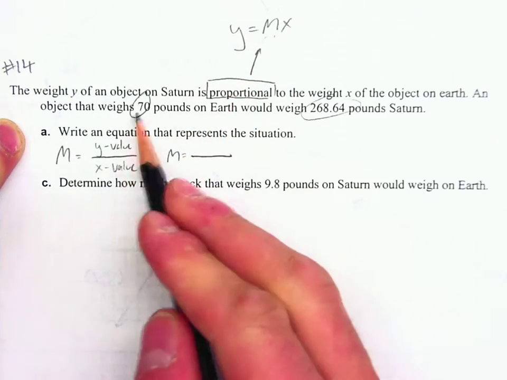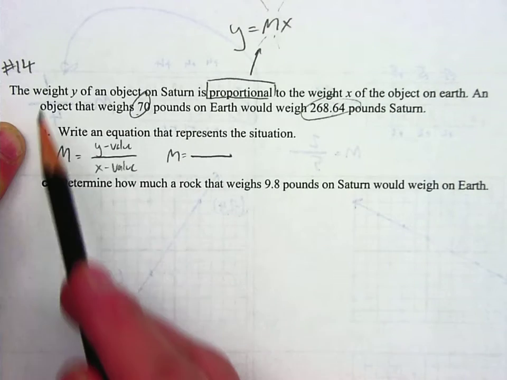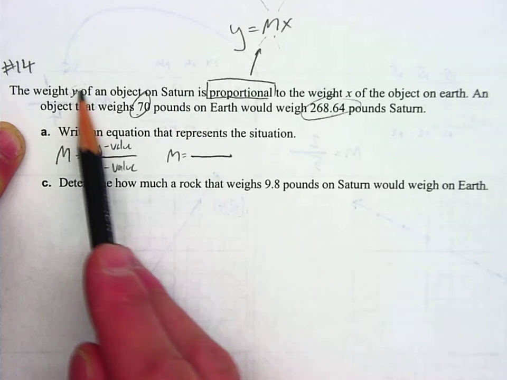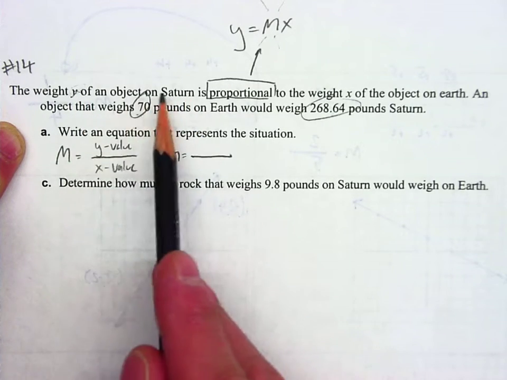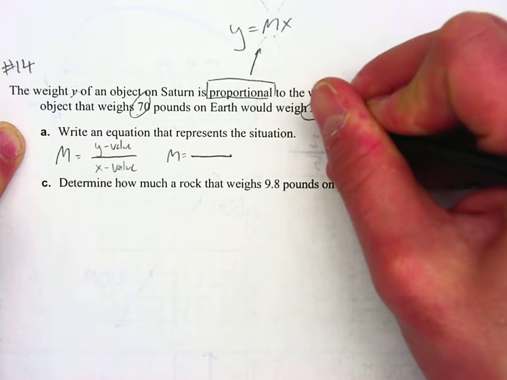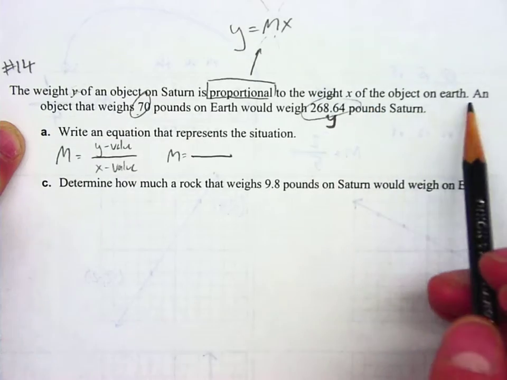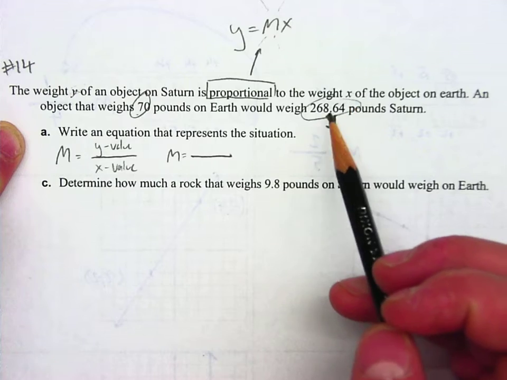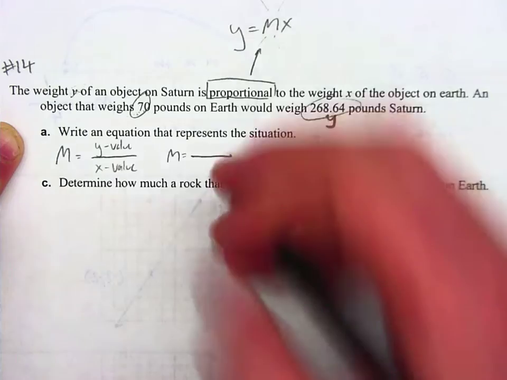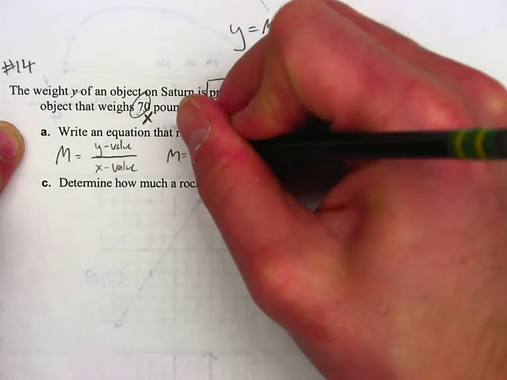So I need to figure out which of these numbers is my y value and which is the x value. And to figure that out, I'm just going to read super carefully. It tells me right here the weight y of an object on Saturn. So y is the weight on Saturn. So this must be my y. I'm going to put a y right there. And then it tells me here the weight x of the object on Earth, and because it says 70 pounds on Earth, Earth is my x. I'm going to put an x right there.